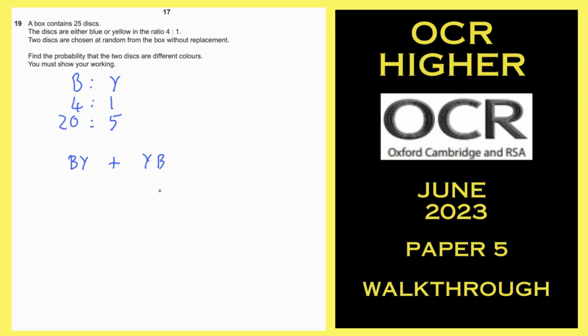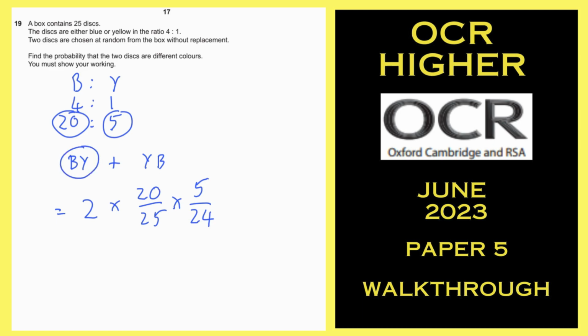Now they'll just have the numerators switched around, so I can just do 2 times 20 over 25 times 5 over what will become 24. Now, if you're wondering why I can just do the 2, because if I did blue-yellow, it'd be 20 and 5 on top. If I did yellow-blue, it'd be 5 then 20 on top. It's the same thing. The order doesn't matter. I can just double it.